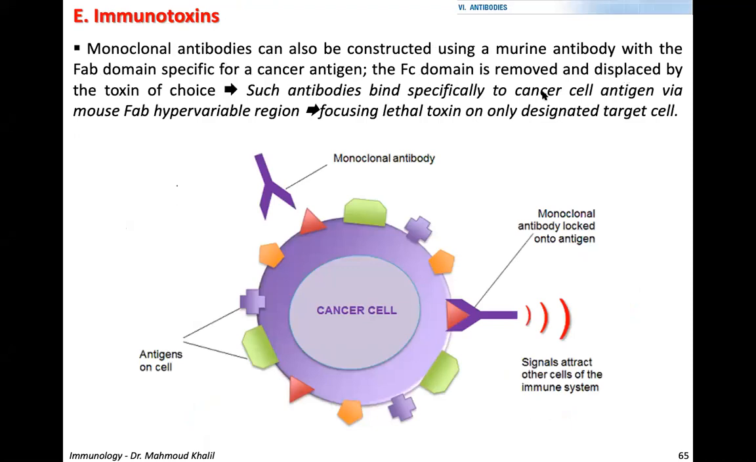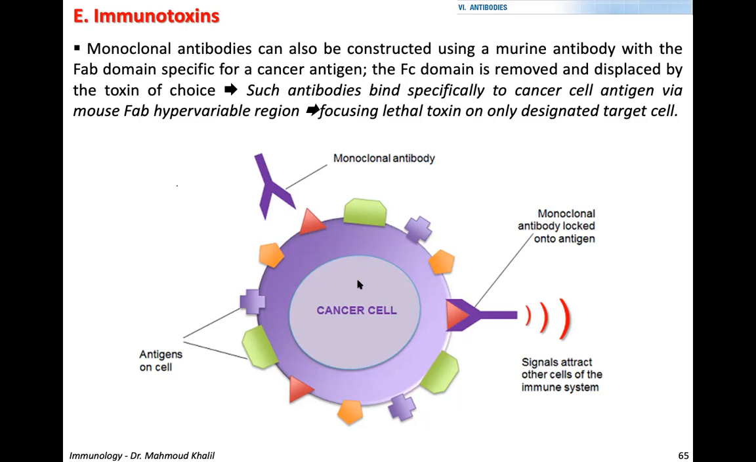Let's talk about immunotoxins and how these are related to monoclonal antibodies. The monoclonal antibody can be constructed with the domain which is specific for the cancer antigen. In this scenario, the Fc domain is removed and replaced by the toxin of choice. Such an antibody can bind specifically to the cancer cell antigen via the mouse Fab hypervariable region. So it is a kind of recruiting of the lethal toxin or drug to the target cell, the cancer cell.